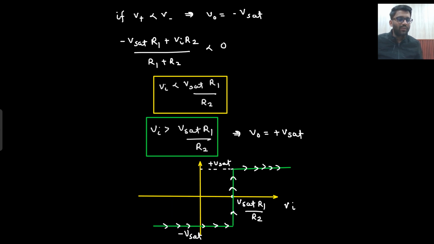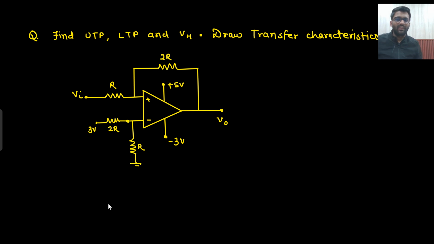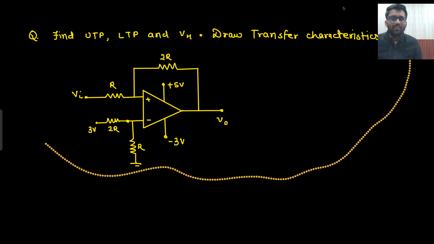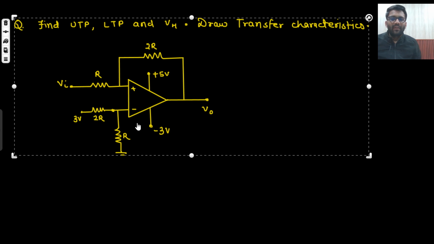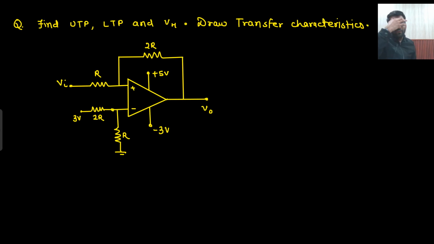Analysis will not take much time, but if you are in a hurry, you can apply the shortcut method. So just answer this question for me: find UTP, LTP and all these things. What kind of feedback is there? Only positive feedback is there, negative feedback is not. Feedback means some part of the output should come towards the input, and no part is coming from the output towards the inverting input. So we need to find UTP, LTP, hysteresis width, and then draw the transfer characteristics.